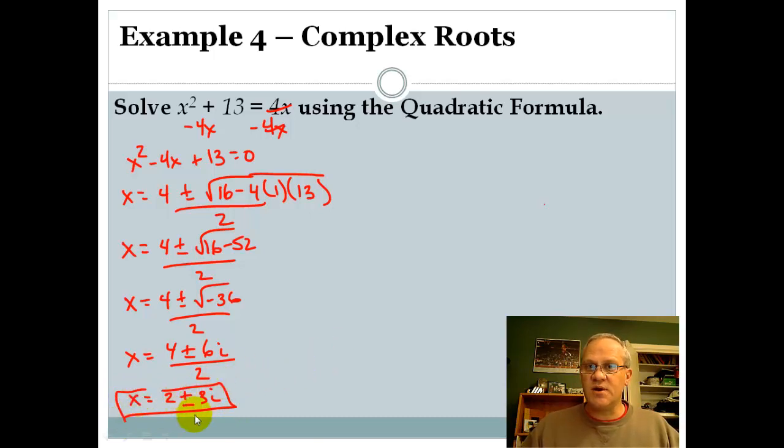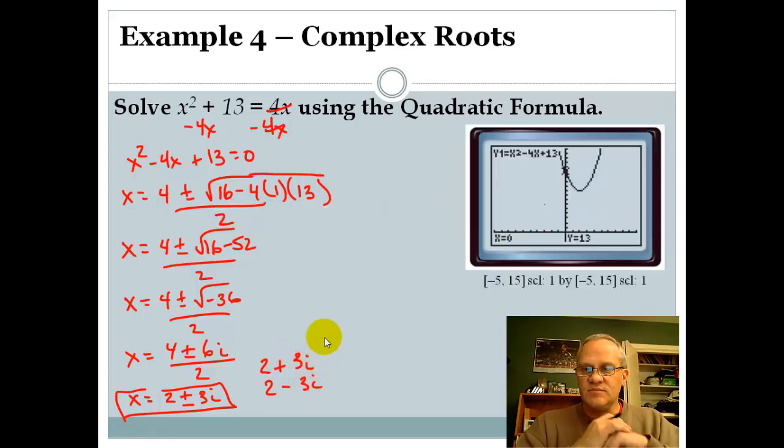Again, notice since there's a plus or minus, there are two roots there. One of those is 2 plus 3i, and one of those is 2 minus 3i. So you do have two roots, but they are considered complex because they've got the i in here. You've got the real part of the number and the imaginary part of the number, but you've got two of those. And if you were to graph that, it would look something like this. And if you notice, the graph here does not cross the x-axis. That's why these are imaginary solutions or imaginary roots.